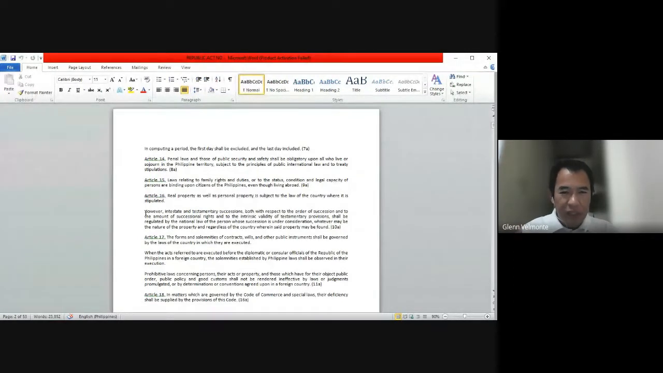Stipulated is what is agreed upon, or what is put in the document. But when it's a real property, it is where it is situated, where it is found. Now, however, in the second paragraph: intestate and testamentary succession, both with respect to the order of succession, or to the amount of successional rights, and to the intrinsic validity of the testamentary provisions, shall be regulated by the national law of the person whose succession is under consideration, whatever may be the nature of the property, and regardless of the country wherein said property may be found.